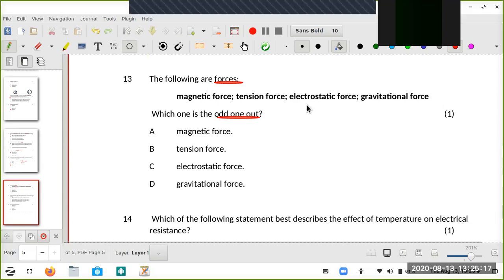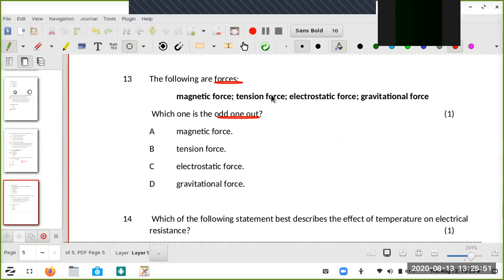So which simply means we cannot say tension and gravitational are the odd ones out. Here we want one. Which one is the odd one out, right? So we cannot select an odd one by looking at the type of force that they exert on other objects, right? So it means the best option here is just for us to simply say tension is our correct word, is our odd one out.